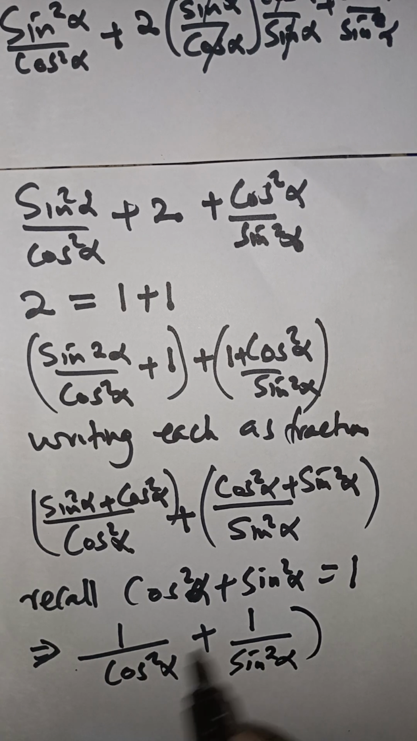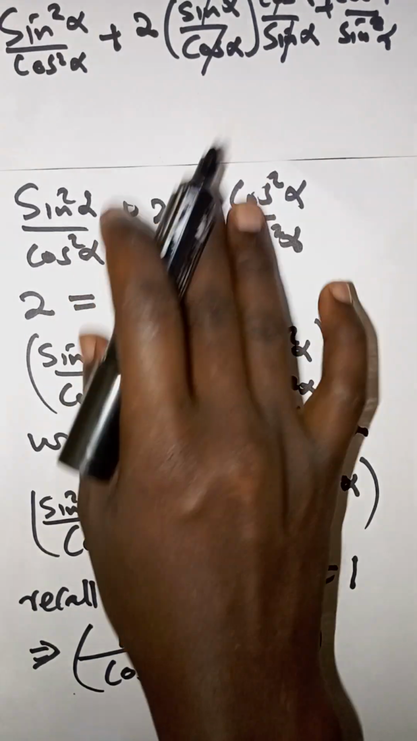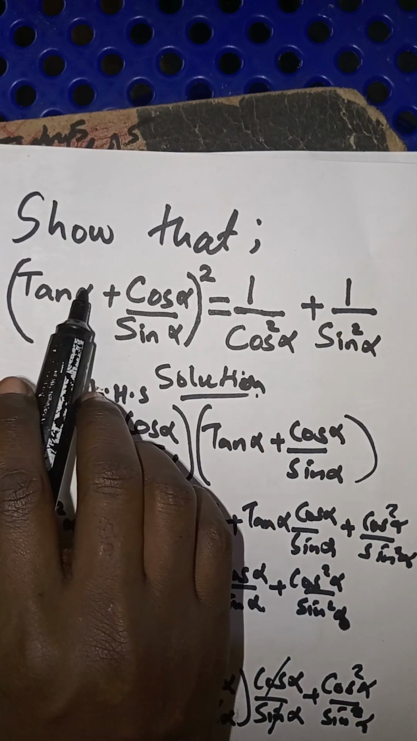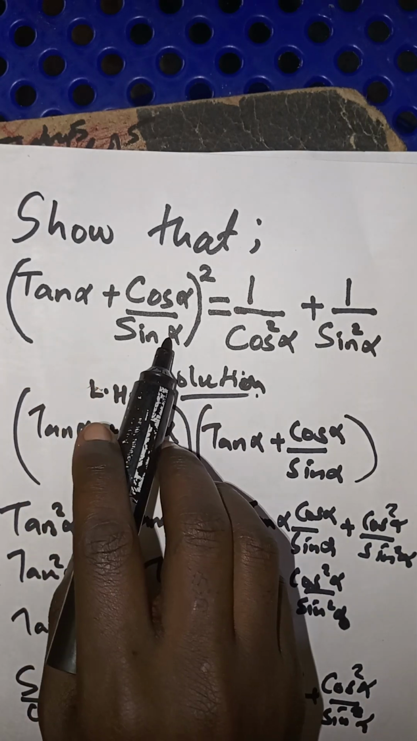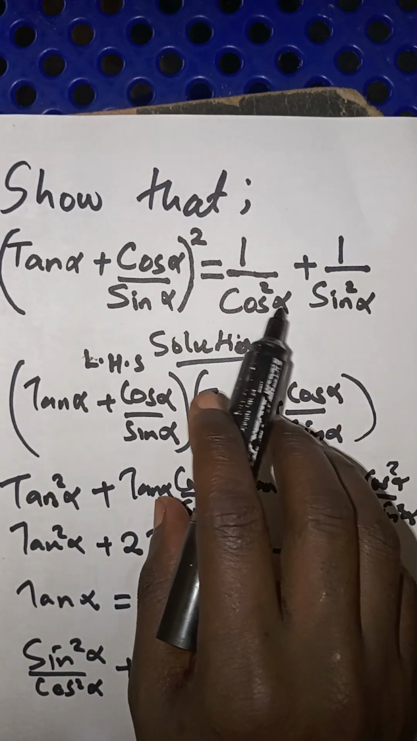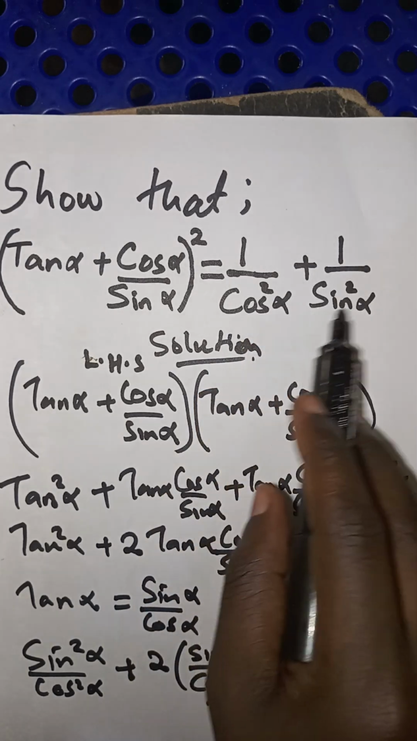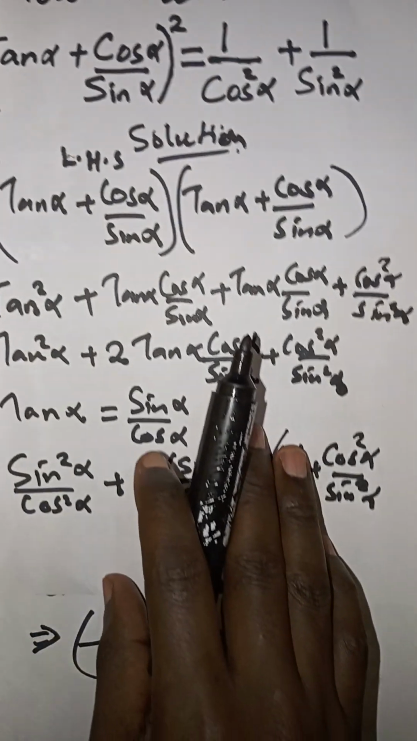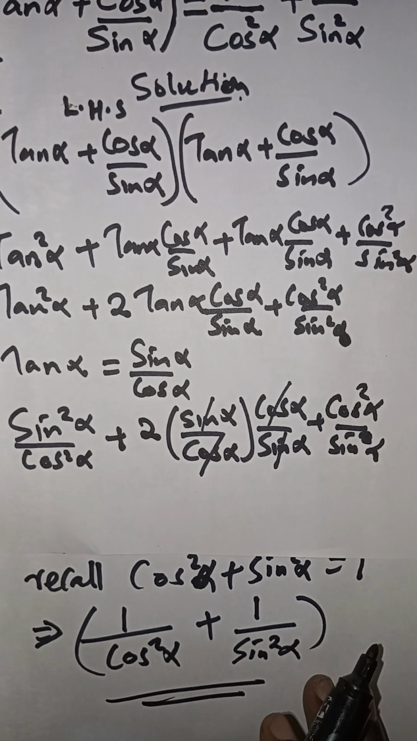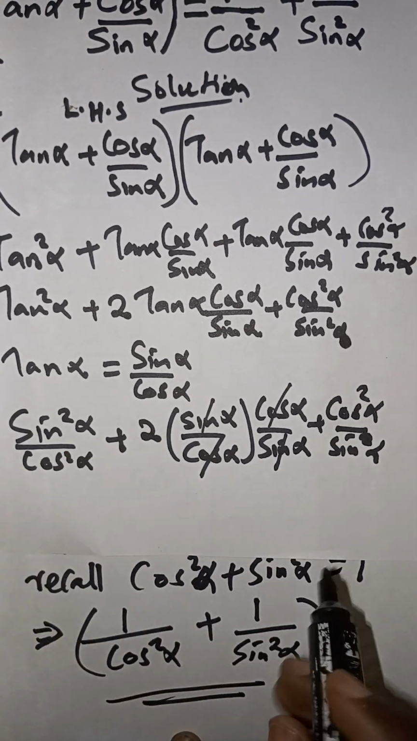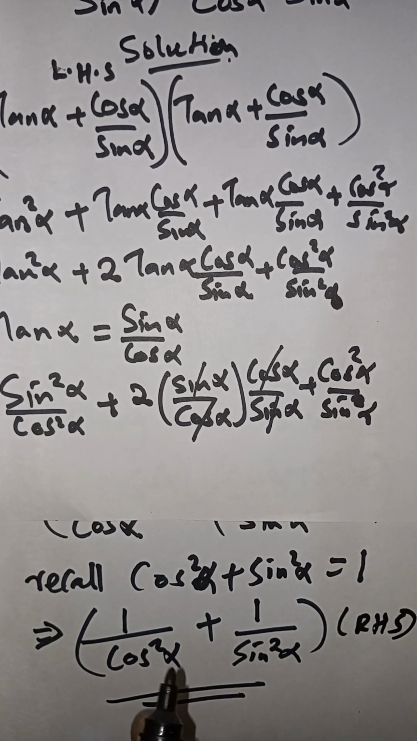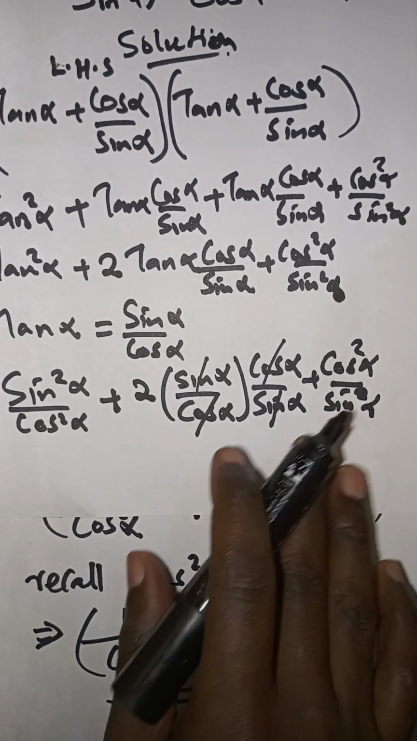Recall that we were to show that on the left hand side, (tan alpha plus cos alpha over sine alpha) squared is equal to my right hand side, which is 1 over cos squared alpha plus 1 over sine squared alpha. Coming to this solution that we have gotten, it is indeed true that the left hand side equals the right hand side, which we have proved from the solution.